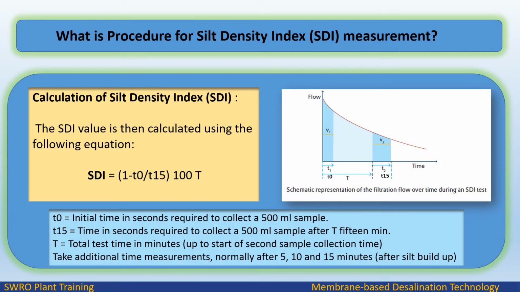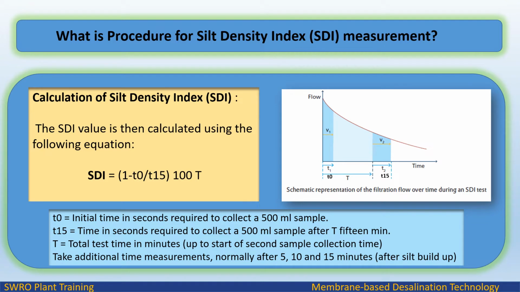What is the procedure for Silt Density Index (SDI) measurement? Calculation of Silt Density Index (SDI). The SDI value is then calculated using the following equation: SDI = (1 - T0/T15) x 100 / T. T0 equals the initial time in seconds required to collect a 500 milliliter sample. T15 equals the time in seconds required to collect a 500 ml sample after 15 minutes.